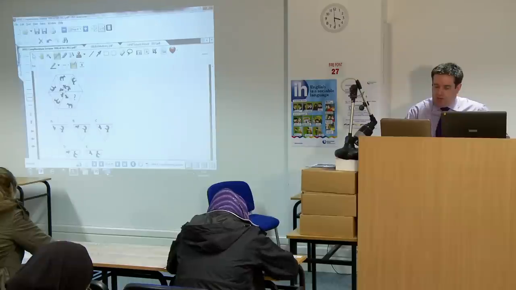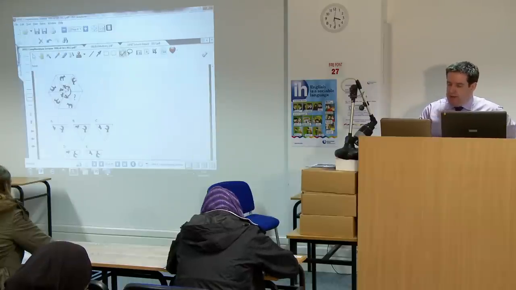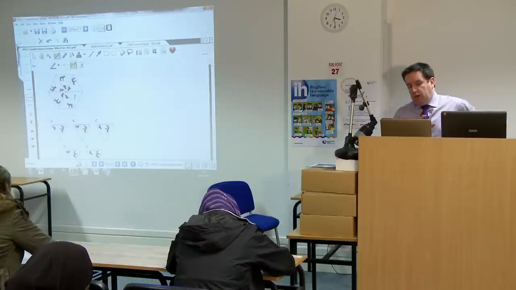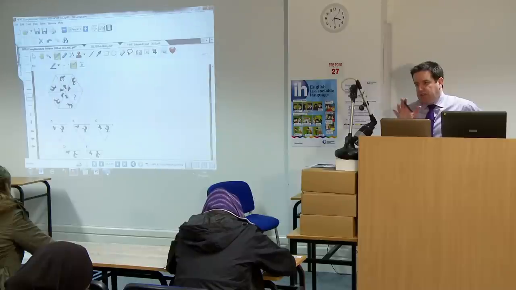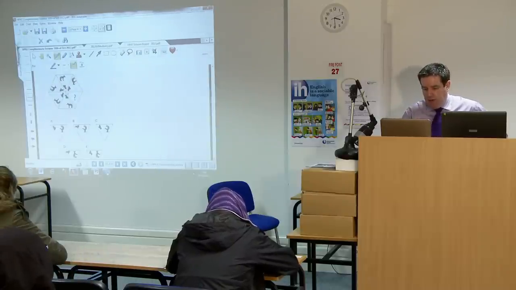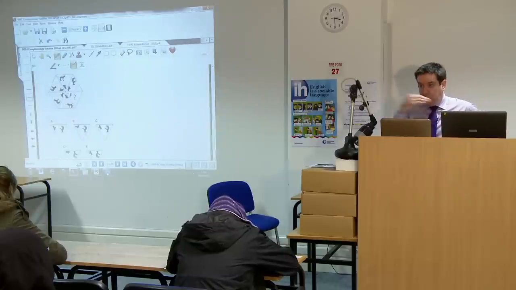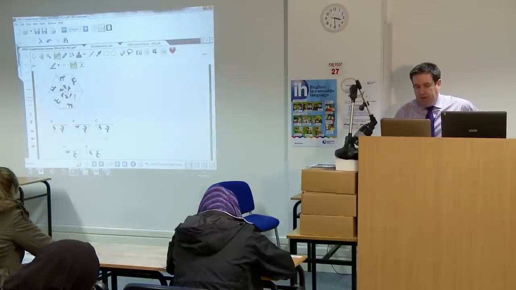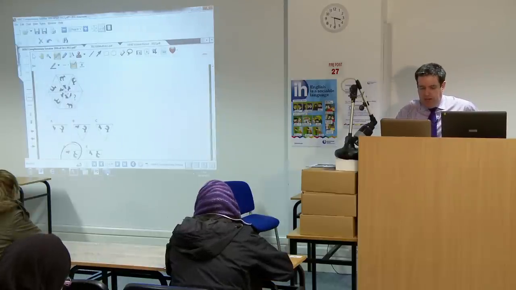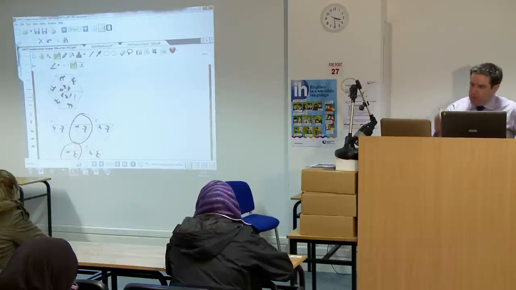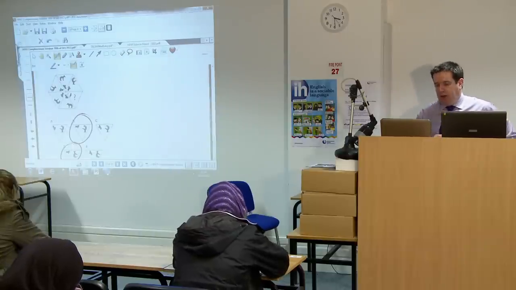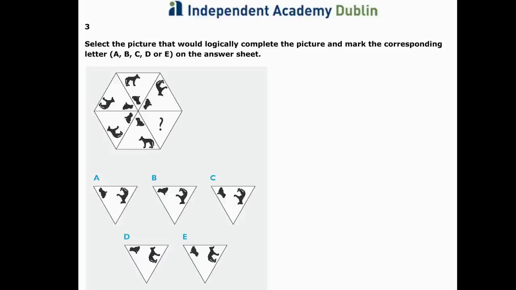We can see that this is constant. The inside of the shape, the dog sitting on its hind legs, has its head always facing in towards the center. So we know the head is going to be facing here, the hind legs are going to be sitting there, and we know which way the nose is facing. On that basis, we can narrow it down to either D or B. But what's happening with the other dog? Yes, it's pivoting in a symmetrical way. So the correct answer is B, correct. Everybody happy with that?